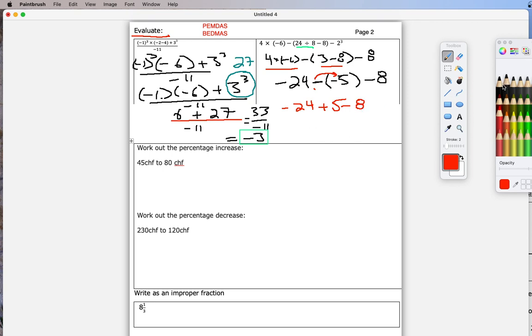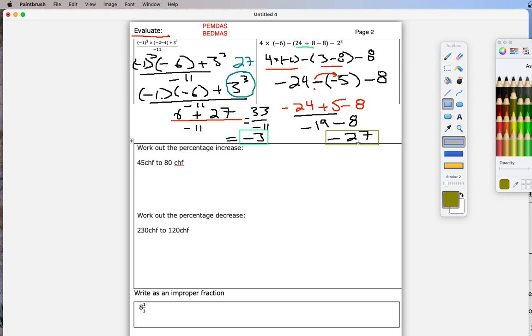At this point, you can choose what you want to do. For example, I would do negative 24 plus 5, which is negative 19. Use your calculator, minus 8. And finally, again with your calculator, negative 19 subtract 8 gives me negative 27. And that's my final answer here. So there we go, negative 27.